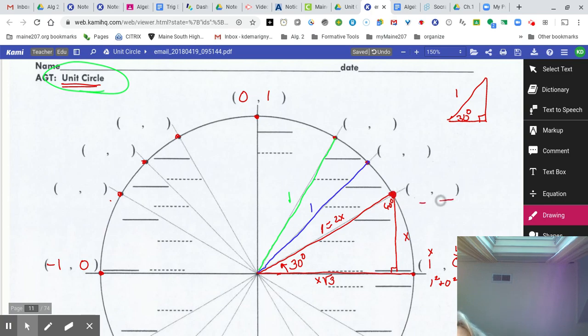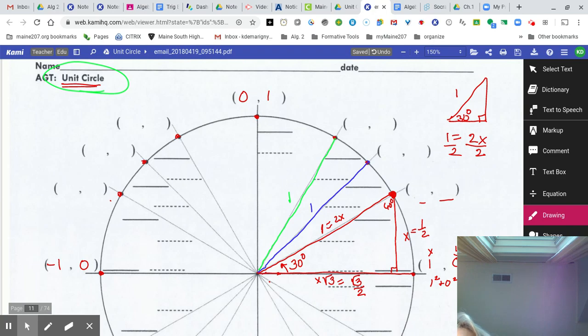And I'm going to write that coordinate right here. Okay, so if 1 is equal to 2x, then I need to know what x is. So if I divide that by 2, then the x, which is across from the 30, is equal to 1/2. And if this is 1/2, then the side across from the 60 is 1/2 times the square root of 3, which we're going to call root 3 over 2.